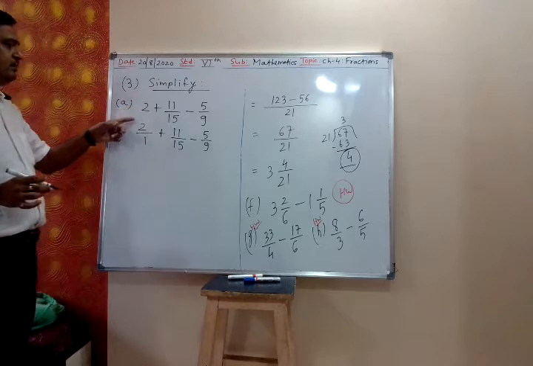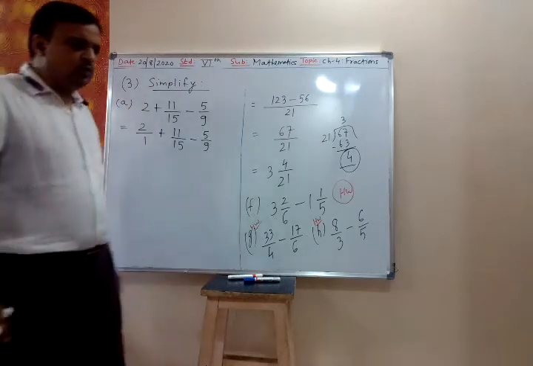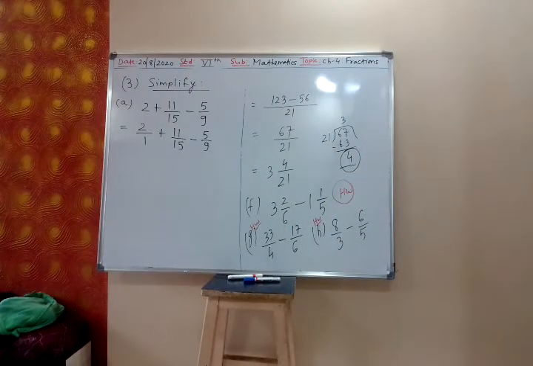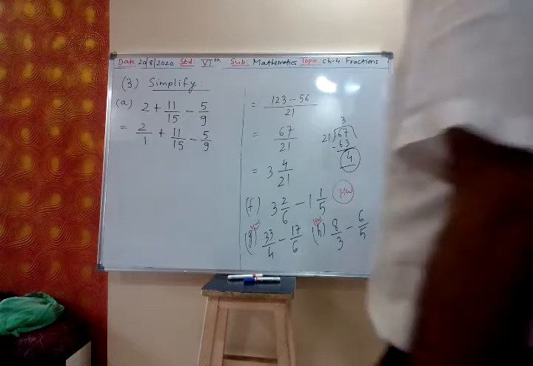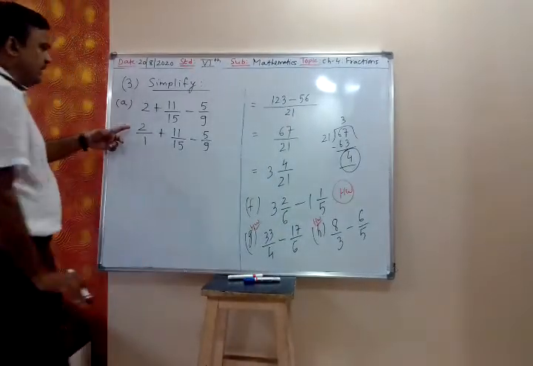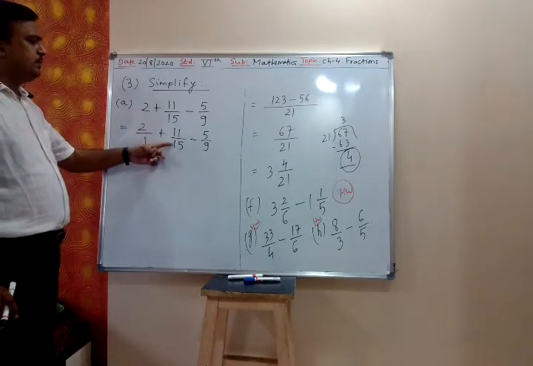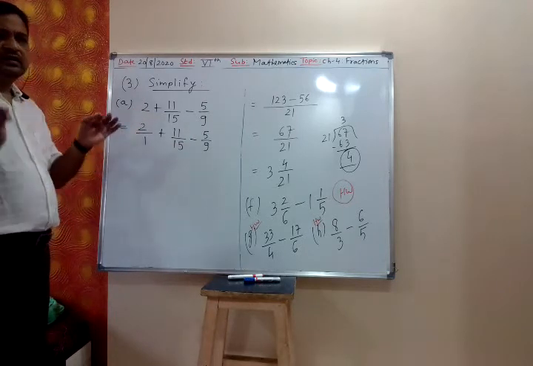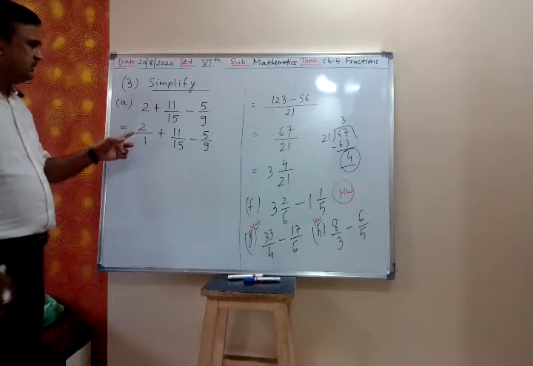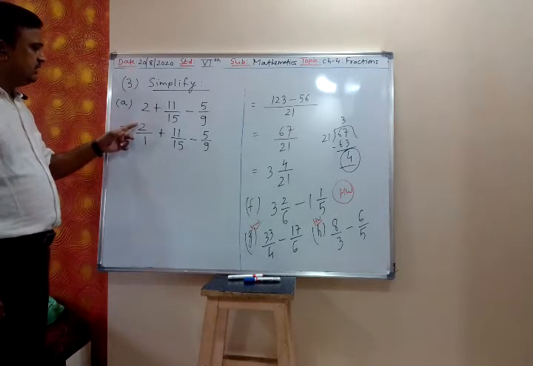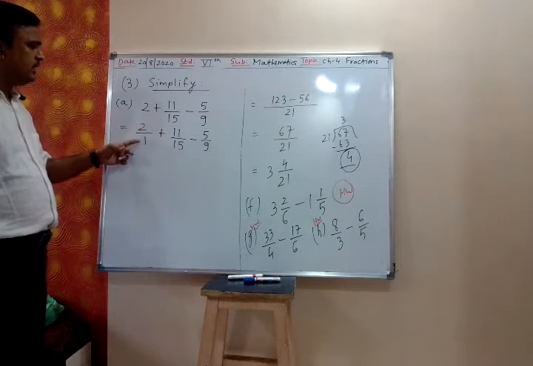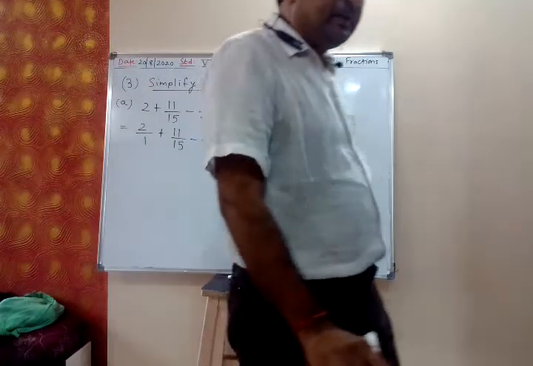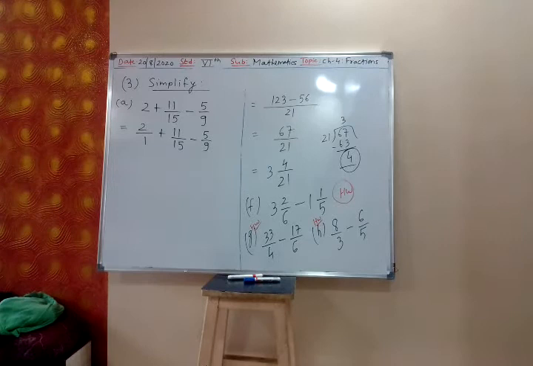So this 2 I have written as 2 upon 1. Yes, it is very much clear, right? Now, 2 upon 1 plus 11 upon 15 minus 5 upon 9. Now 2 I can write as 2 upon 1 plus 11 upon 15 minus 5 upon 9.